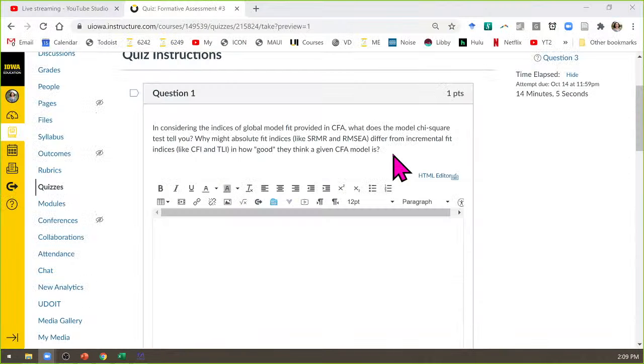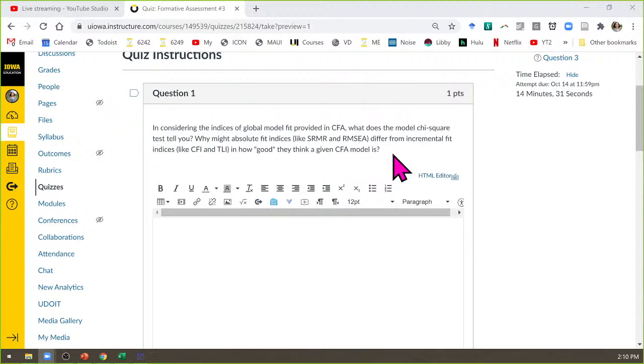Quiz questions. So I had a chance to read all of your answers. For the most part, this first question went very well. There was some heterogeneity in some of the others. But question number 1, in considering global fit provided in CFA, what does the model chi-square tell you? And most of you correctly answered. It tells you how far off from perfect.